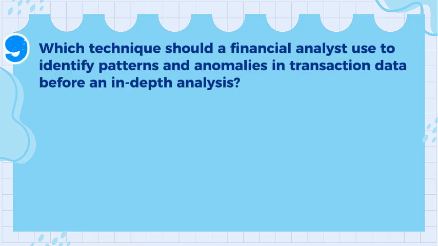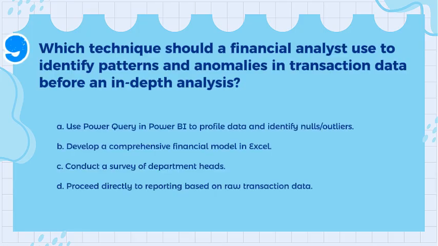Question number 9. Which technique should a financial analyst use to identify patterns and anomalies in transaction data before an in-depth analysis? The choices are: A. Use Power Query and Power BI to profile data and identify nulls and outliers. B. Develop a comprehensive financial model in Excel. C. Conduct a survey of department heads. D. Proceed directly to reporting based on raw transaction data.